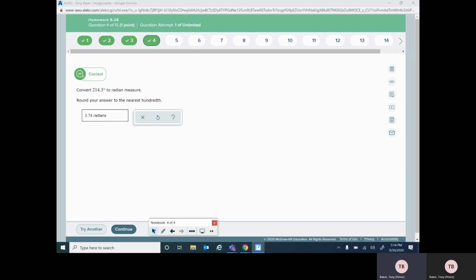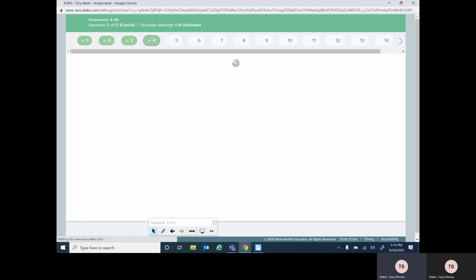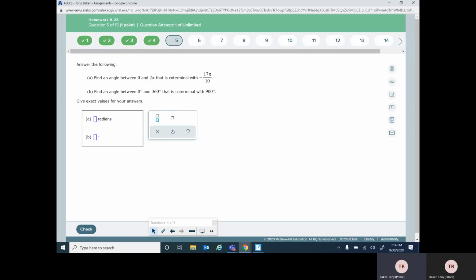The next couple ones that we're going to look at are coterminal angles. Sorry, we're going to do sectors in a few minutes.